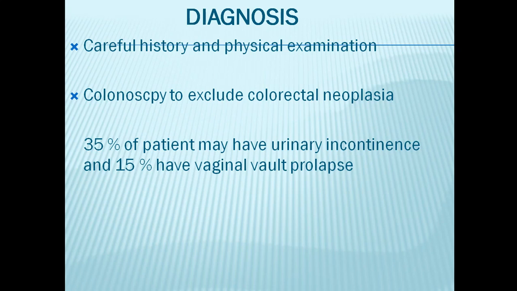Especially when you suspect an incarcerated rectal prolapse or hemorrhoids or an intussusception. So the diagnosis is by careful history and physical examination. To exclude colorectal cancers, colonoscopy is done. 35% of the patients might have urinary incontinence, whereas another 15% might have vaginal wall prolapse.